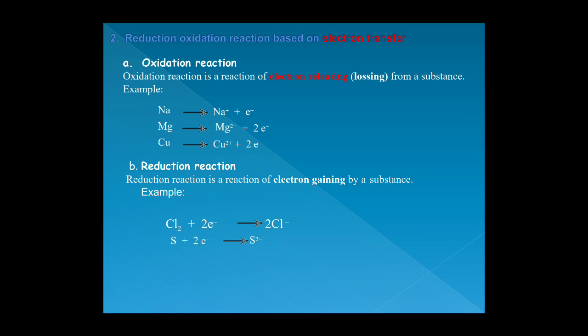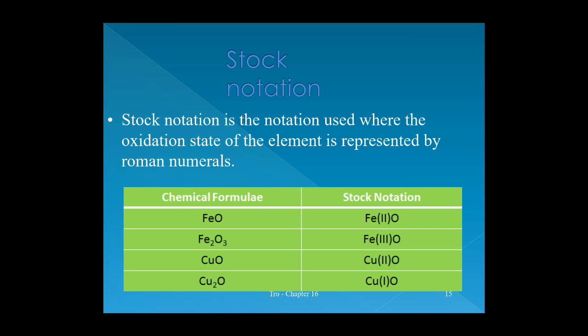What is the reduction oxidation reaction based on electron transfer? Oxidation is a reaction of electron releasing, losing of electron from a substance. When sodium is converting to sodium ion, most of the metals are doing this thing. Reduction is a reaction of electron gaining by a substance, meaning non-metals are doing like this.